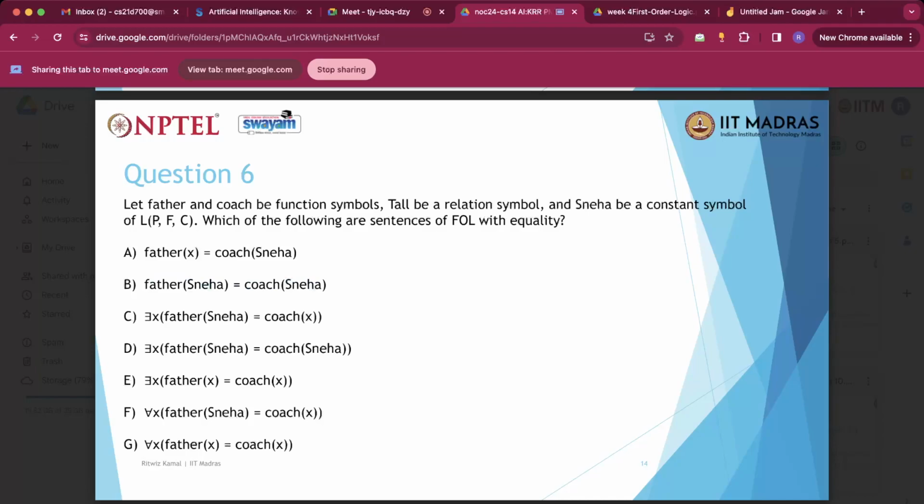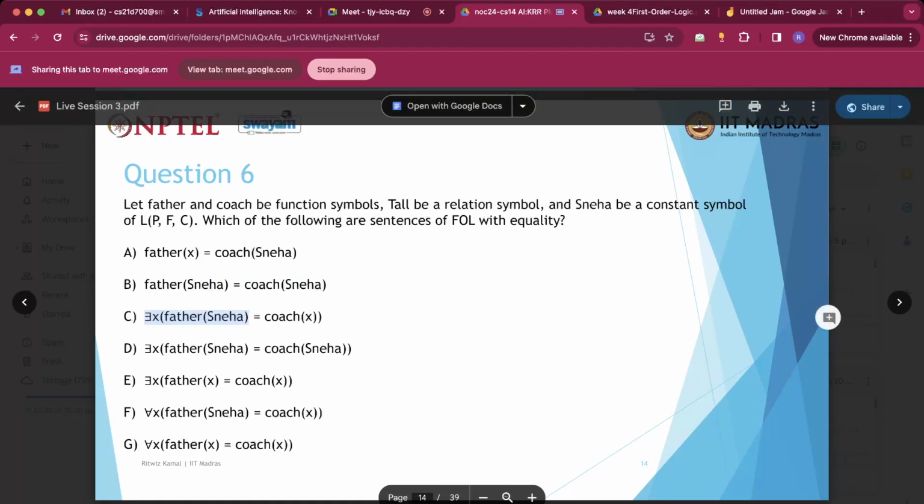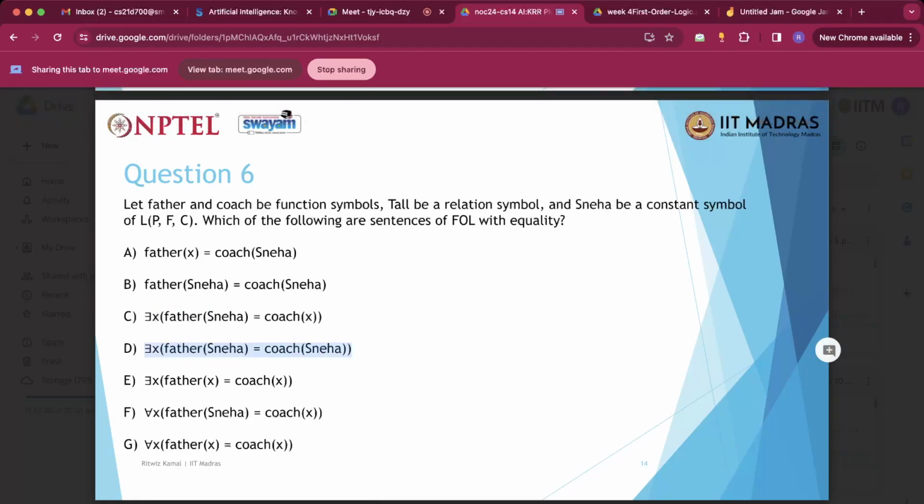In option C, we have a variable, but that is within the scope of this existential quantifier. So option C is correct. In option D, there is a variable associated with this existential quantifier, but that variable does not occur anywhere in the rest of the formula. So again, we are not concerned about it being free or not free. Okay, so this is also a proper sentence with equality.